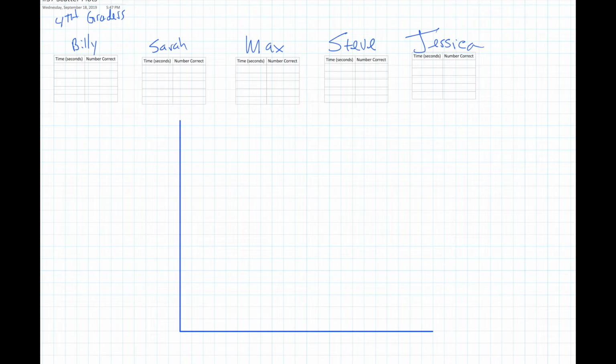Okay, and what we do is we give them this test. It's like a video game kind of, and we see, all right, at different time intervals, how many correct they have. So for example, Billy at 3 seconds has one correct, and at 6 seconds, he has three correct, and at 10 seconds, he has a total of five correct, and at 15 seconds, he has nine correct. Do you understand what's going on?